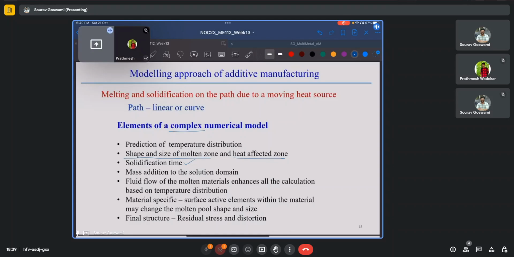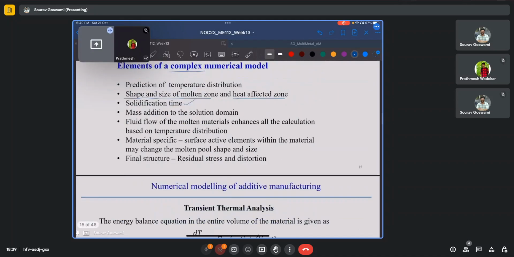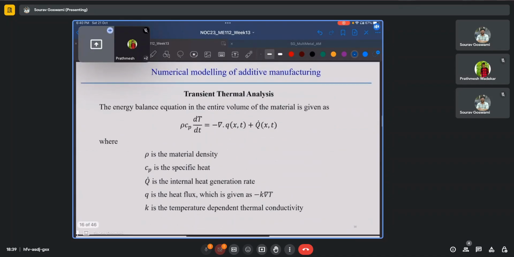Again, when we are talking about the final part geometries or the final build geometries, the residual stresses and the distortion that they cause should also be accounted for because they will tell us what the final geometry is like.